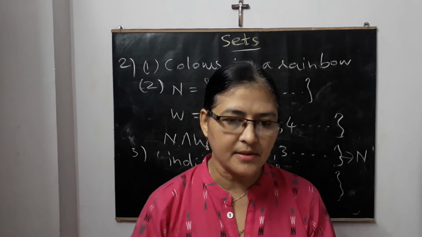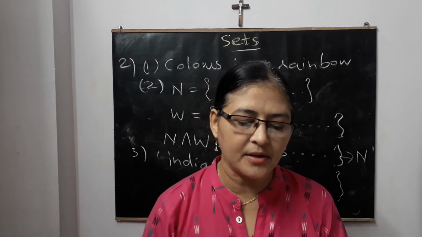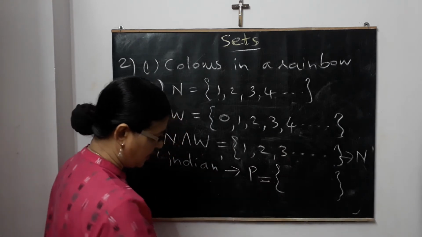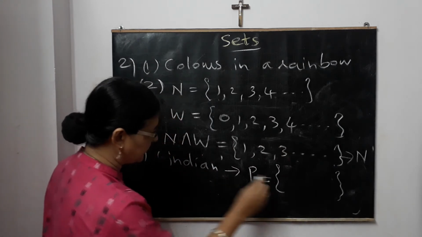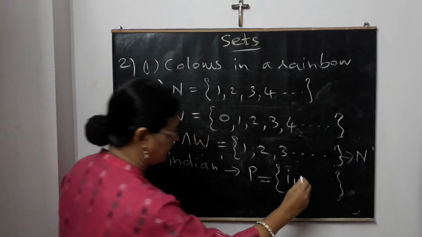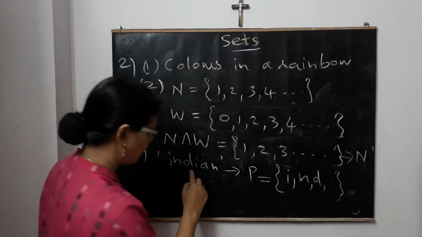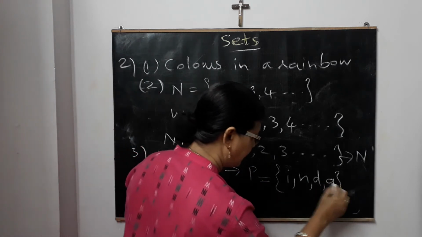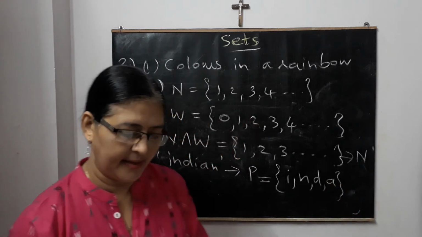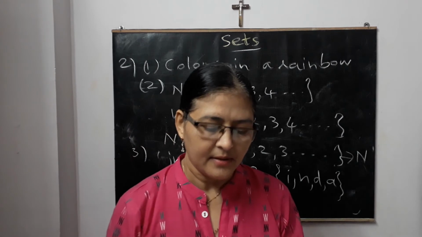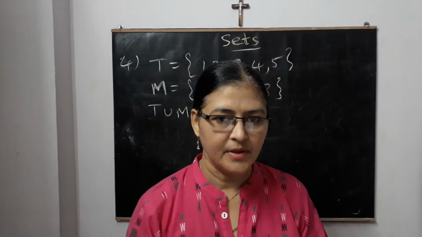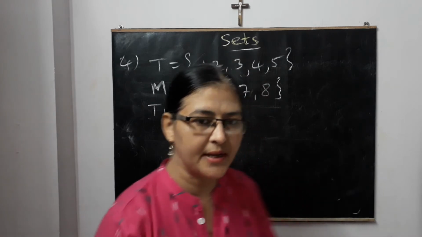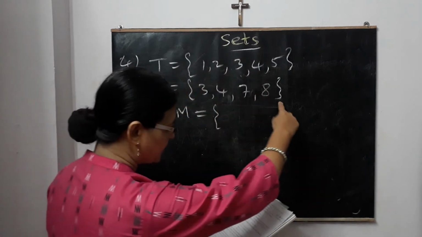Third, P is a set of X such that X is a letter in the word Indian. In the word Indian, you have to write in which form now? That is the listing form. So the letters are I, comma, element N, then D. Okay, I is repeated again and N is also repeated, so only once we'll write. And A. So which letters are there? I, N, D, A. These 4 are there. Then we'll go to the fourth question. Now we come to the fourth question. If T is a set of 1, 2, 3, 4, 5 and M is a set 3, 4, 7, 8.